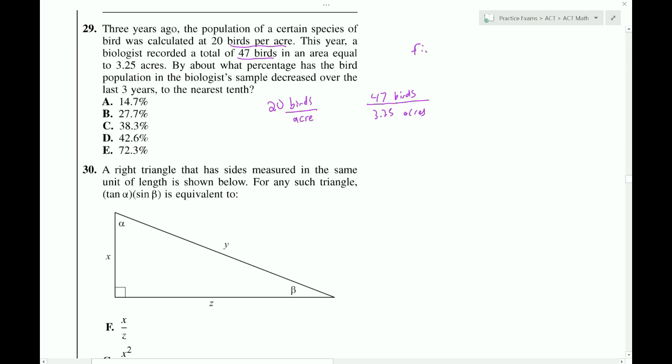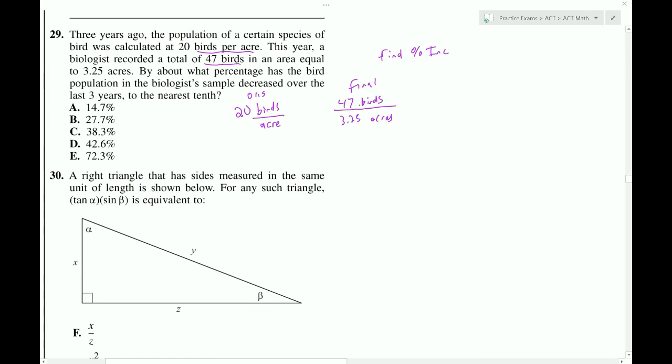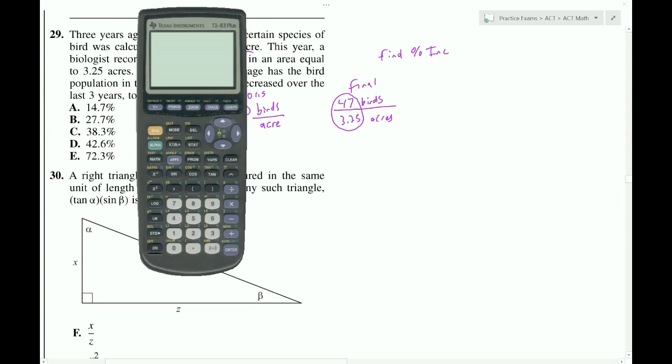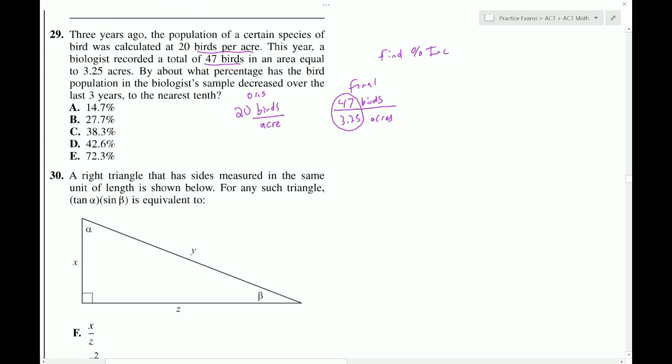So they want you to find the percent increase, where this is the original and this is the final. A few ways to do this, but the first step is to just calculate this as a number. So we go to our calculator and put in 47 divided by 3.25. That gives us 14.46 birds per acre. At this point, notice that this is a partial answer, so that's very unlikely to be the correct answer.